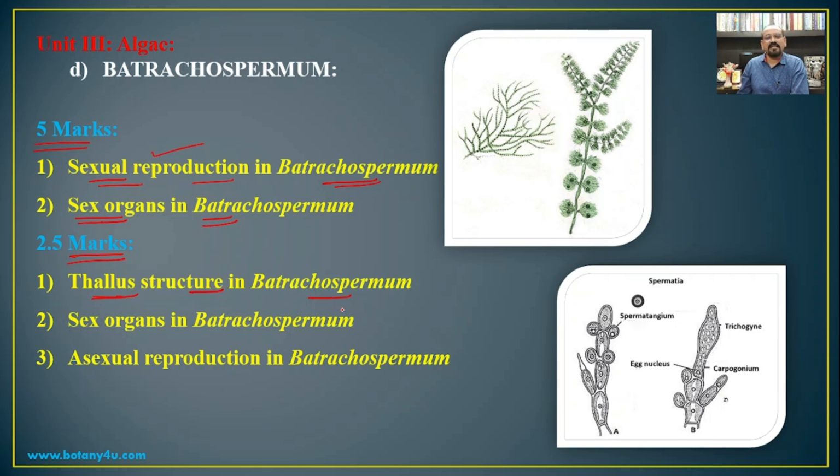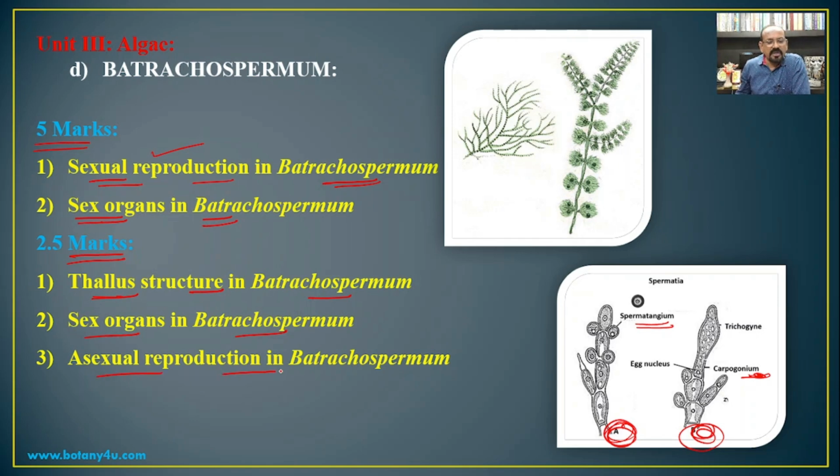in the examination. In case of the sex organs in Batrachospermum, as we have seen in the 5 mark question, it is also asked for the 2.5 mark question. So here we have to provide the male reproductive organ, that is the spermatangium, and the female reproductive organ, that is the carpogonium. So we have to provide the structure of both of these along with its description.